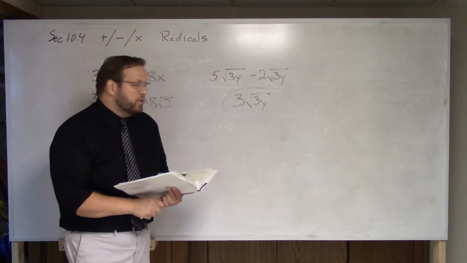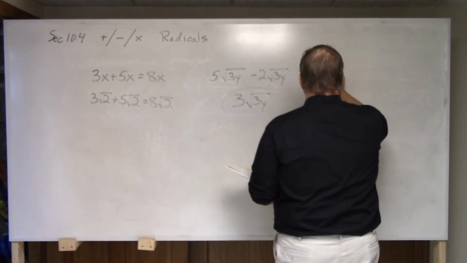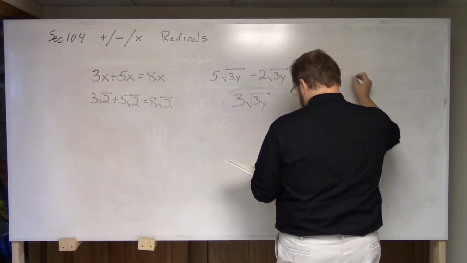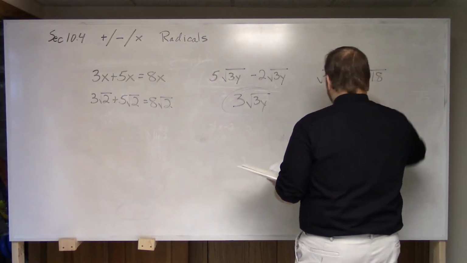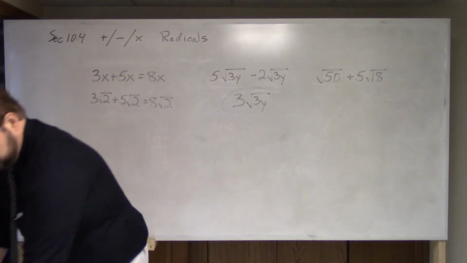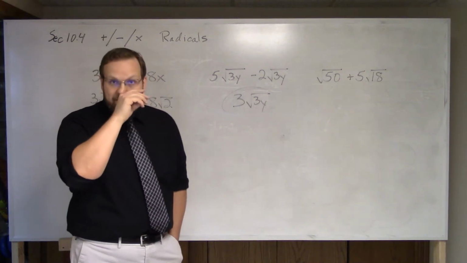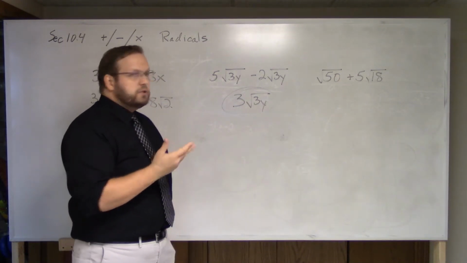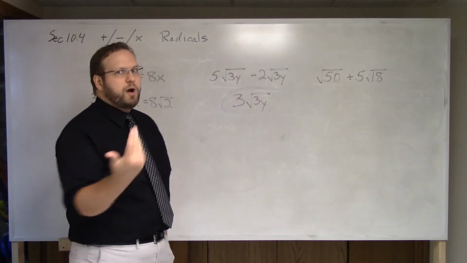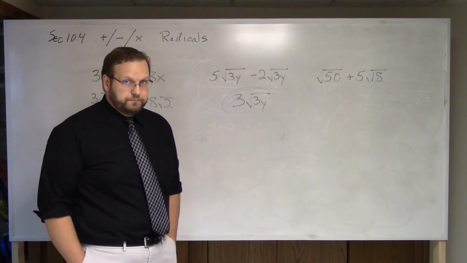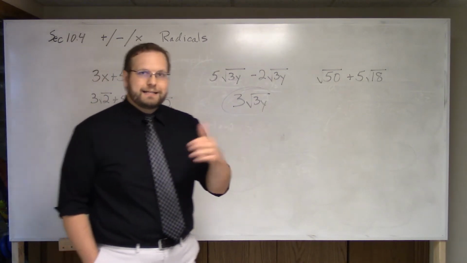Okay. Now, the tricky part comes into something like this. Now, square root of 50 plus 5 times the square root of 18. At first glance, you look at that and say, well, those aren't the same, so we can't do anything with it, just leave it. That's like saying x plus y, okay? However, can we do something with those radicals? When it's a variable, x is x, y is y.